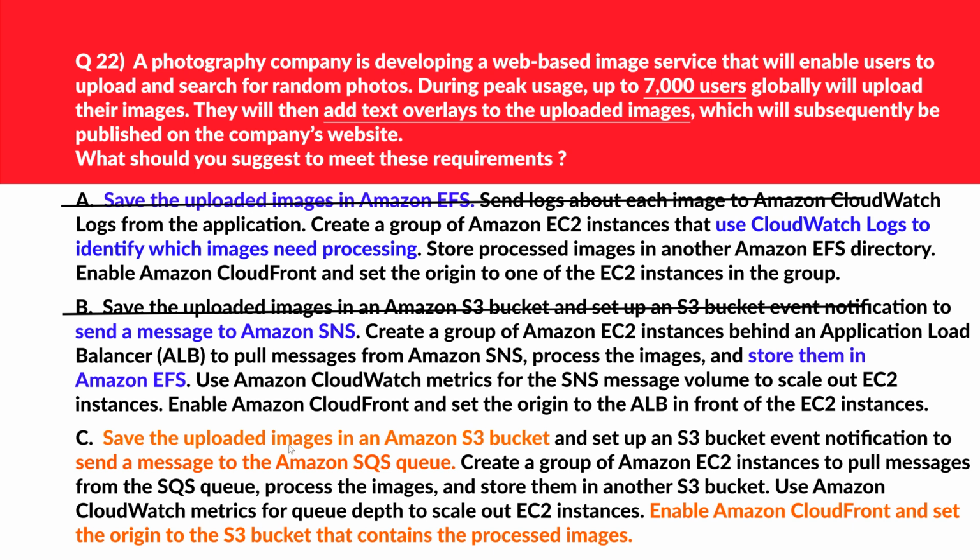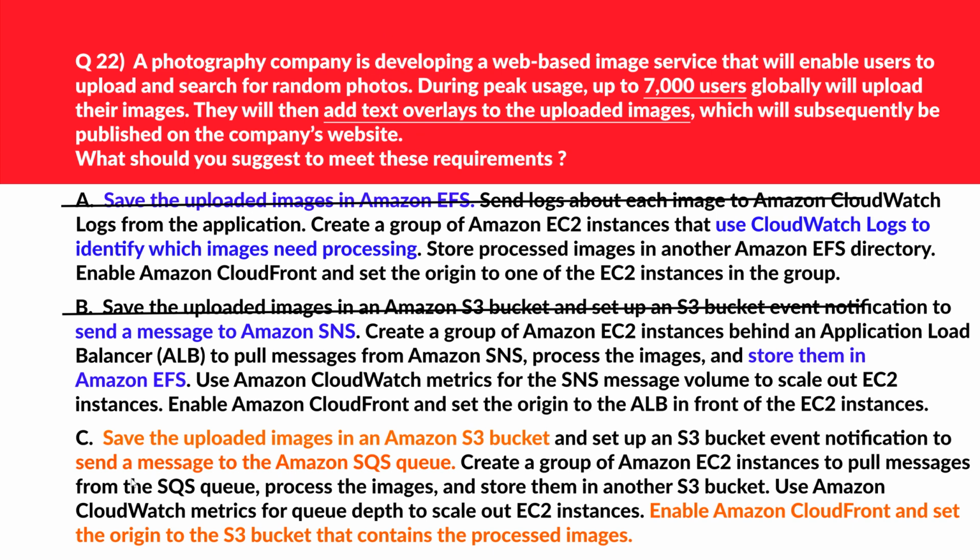We are left with option C. Option C says save the uploaded images in an Amazon S3 bucket. Looks good. Send the messages to the Amazon SQS queue, and the last part says enable Amazon CloudFront and set the origin to the S3 bucket that contains the processed images. So first part, Amazon S3 is designed for storing and retrieving any amount of data at any time, making it a good fit for storing uploaded images or photos as per the question.